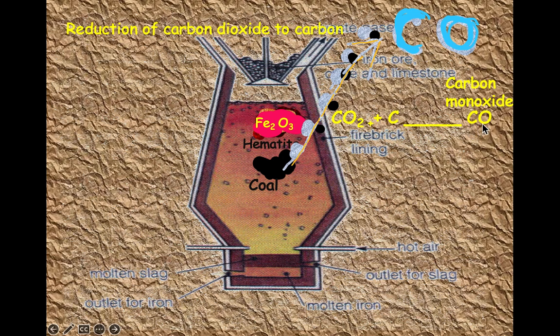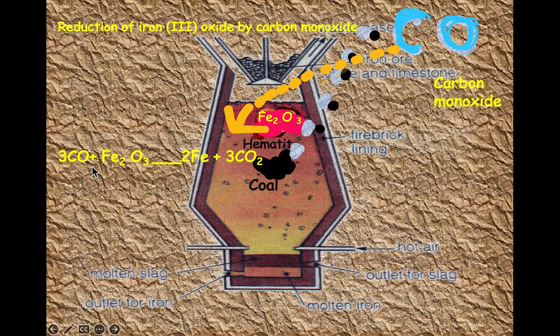Carbon monoxide is a reducing agent. It's a real reducing agent. It can reduce iron(III) oxide, extract the oxygen and leave the iron to fall down to the bottom of the furnace. So we have here the carbon monoxide. After it falls, it will react with the iron oxide, hematite, to give the iron, and carbon dioxide will come out from the opening above the furnace as a toxic gas.